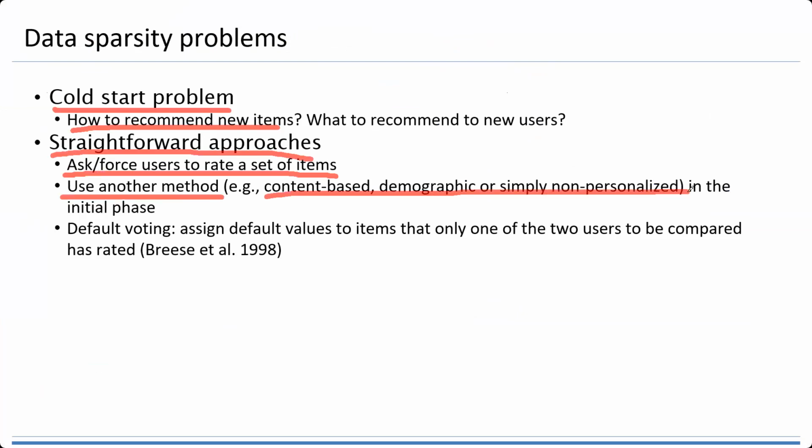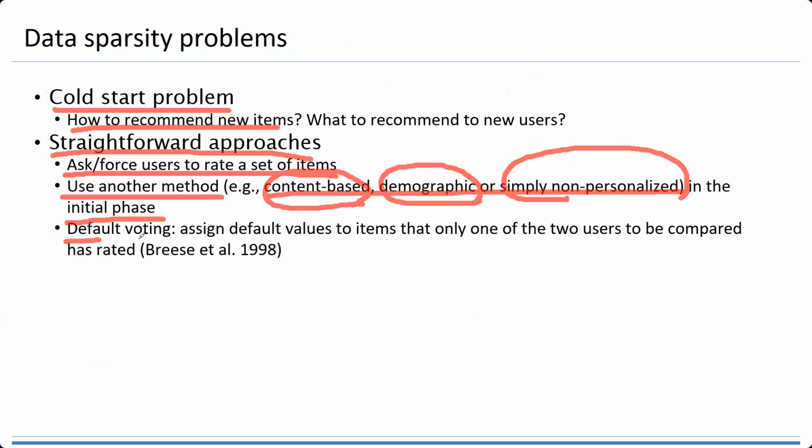In some applications, they will ask you what your gender is, how old you are, and where you live, so they can know about the demographic. Or they can also look at the content, for example, you can mention something about yourself. Or simply non-personalized in the initial phase. Usually in the initial phase, some websites give questions.